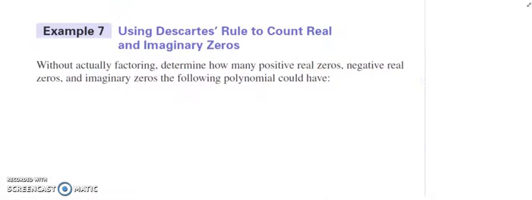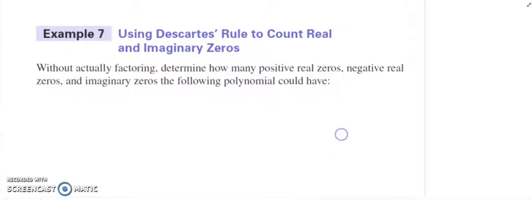I used Descartes' rule to count real and imaginary zeros without actually factoring. Determine how many positive real zeros, negative real zeros, and imaginary zeros the following polynomial could have, which I apparently did not include for you. So let me do that now.